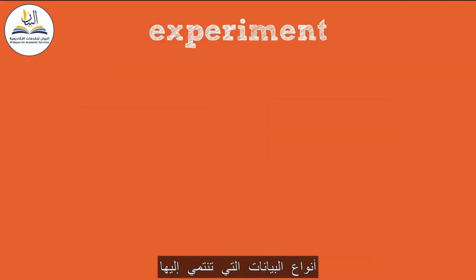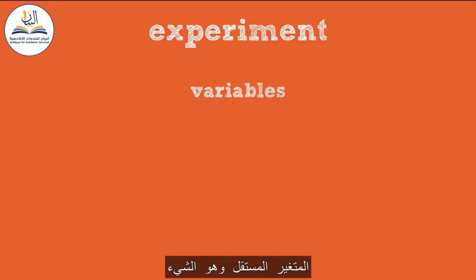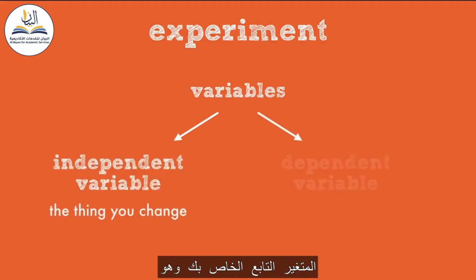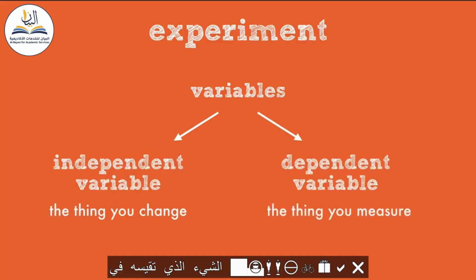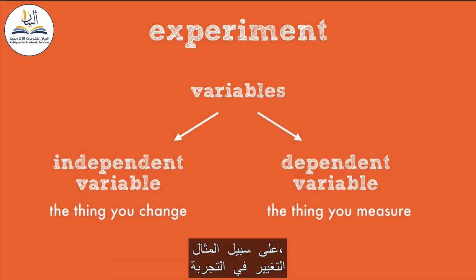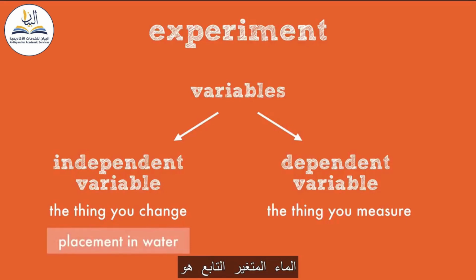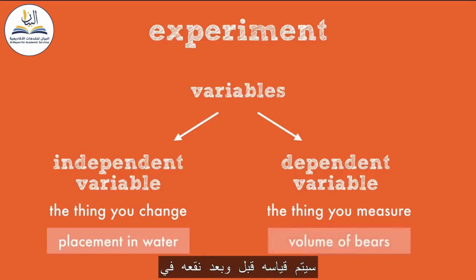Once you know what types of data you're going to collect, you can define the variables in your experiment. There is the independent variable, which is the thing you change to see how it affects your dependent variable, which is the thing you measure. So in the gummy bear example, the change in the experiment is that the gummy bears are being placed in water.